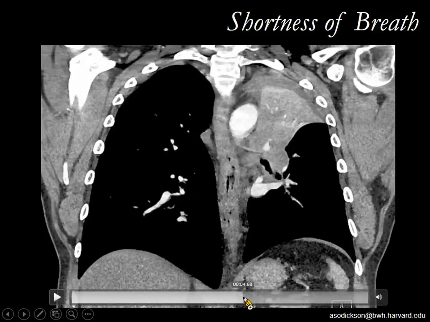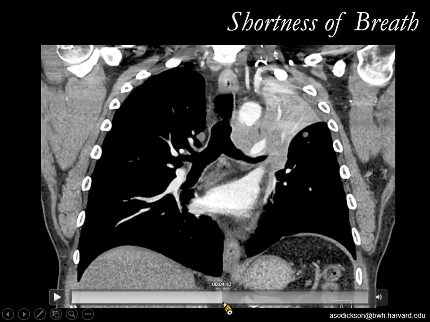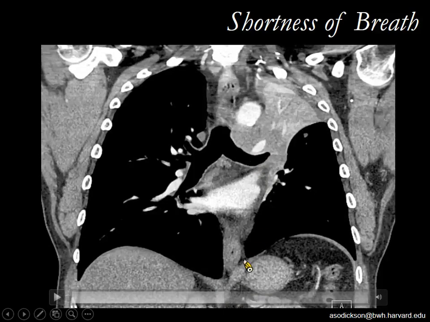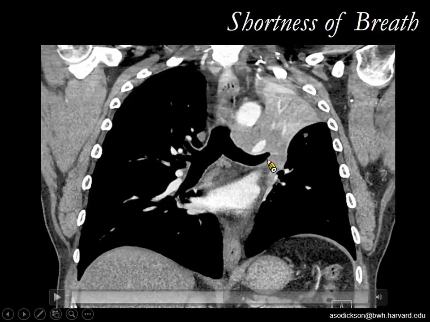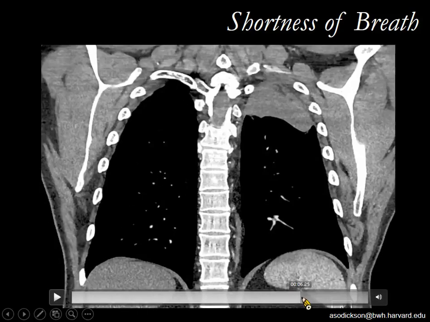The other thing you can see is if you look at the left upper lobe bronchus right here, it tapers down to nothing right here where it is obstructed by this mass. So this is a left hilar and mediastinal lung cancer causing left upper lobe collapse.